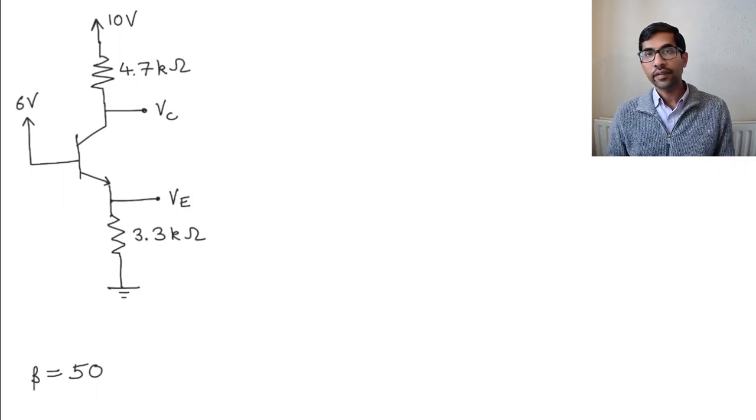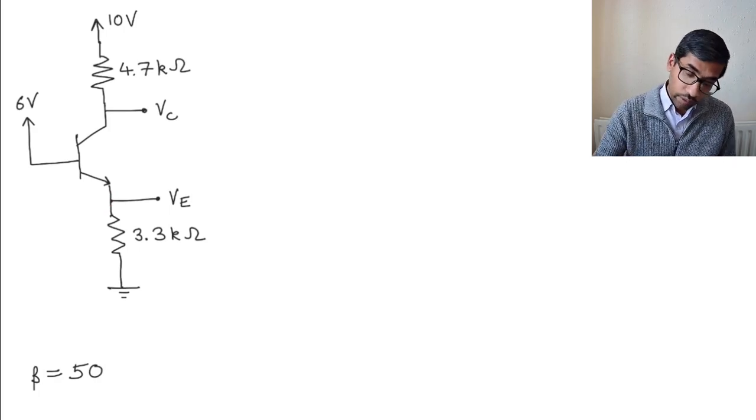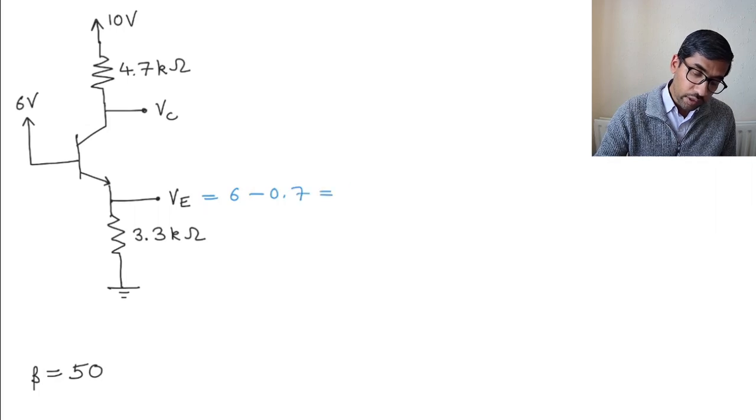Hi, let's look at another problem and look at how this transistor works. Again, let's start by assuming that our transistor is in active mode. If it is in active mode, the voltage at the base is 6 volts, so the voltage at the emitter is going to be 6 volts minus 0.7, which is equal to 5.3 volts.